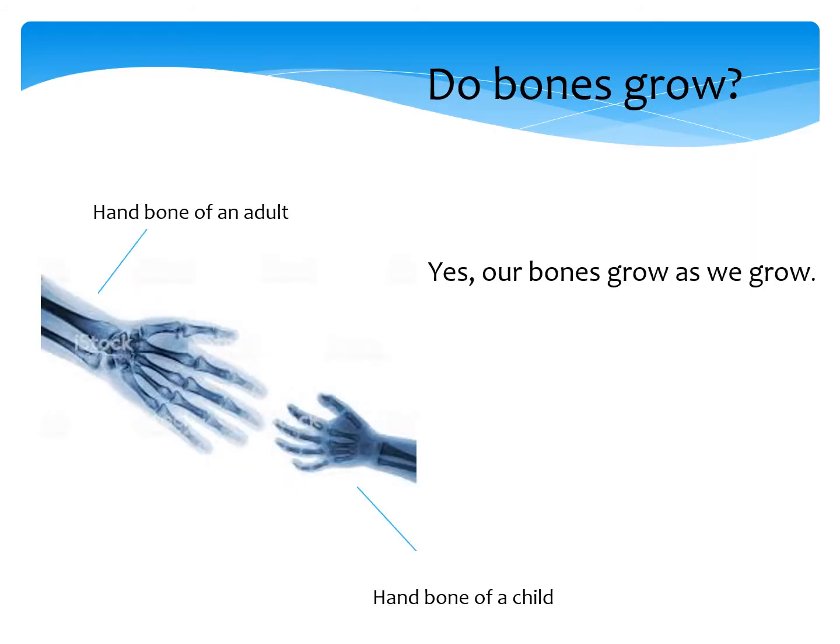So with this, we'll come to the next part, that is about bones. Do bones grow? Yes. Look at the slide. You can see the hand bone of a child and the hand bone of an adult. You can see the difference between the two. So with this, we can learn that our bones grow. When we are babies, our bones are small and short. As we grow older, our bones grow bigger and longer. By the time we are young adults, our bones have peaked in size.